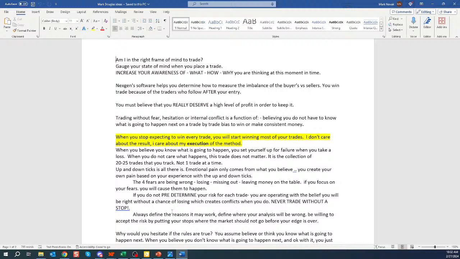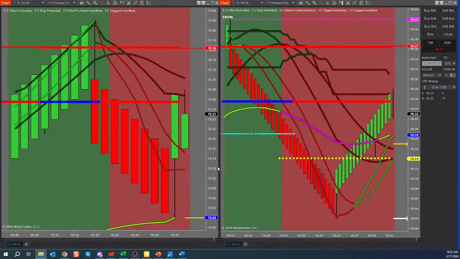So when you stop caring about the result, and that should be easy on sim. If you're scared to win on a simulator or scared to lose on a simulator, you're going to be absolutely petrified with real money. So focus on the execution of the method, guys. It's the execution of the method that yields results. It's not your desire for money. And when you believe you know what's going to happen, you set yourself up for failure when you take a loss. And when you don't care what happens, the trade doesn't matter. It's a collection of 20 or 25 trades that you track, not one trade at a time. All there are is up and down ticks, guys. The only thing in the market is up and down. That's it. We're just trying to capitalize on the ups and the downs.